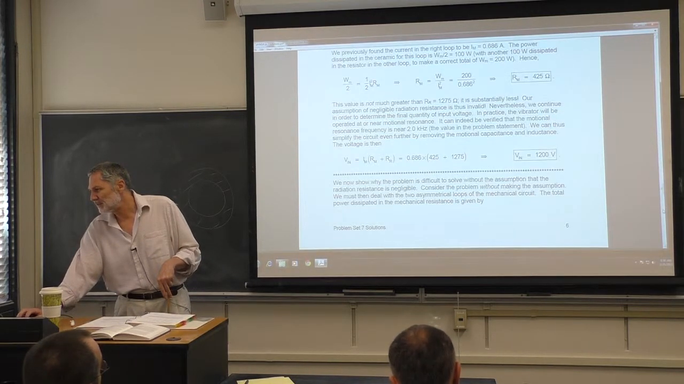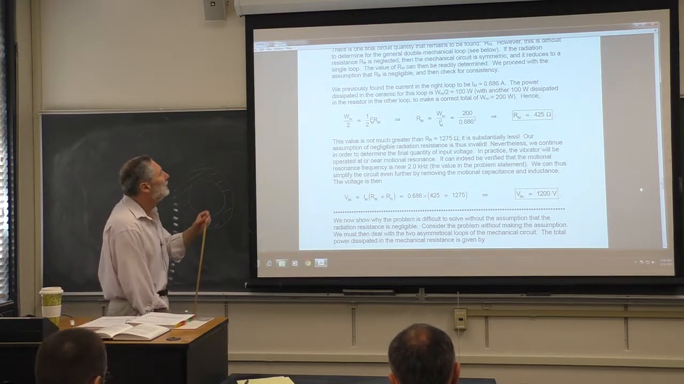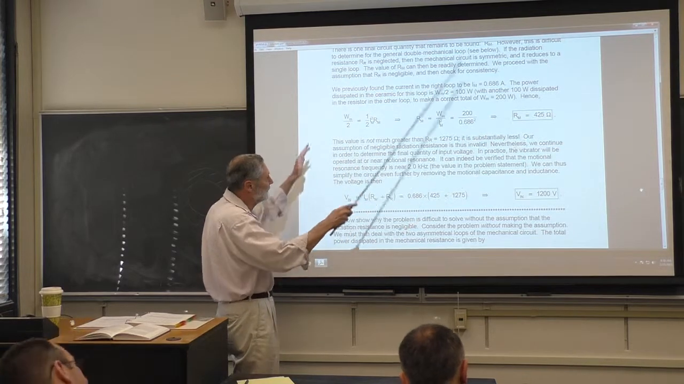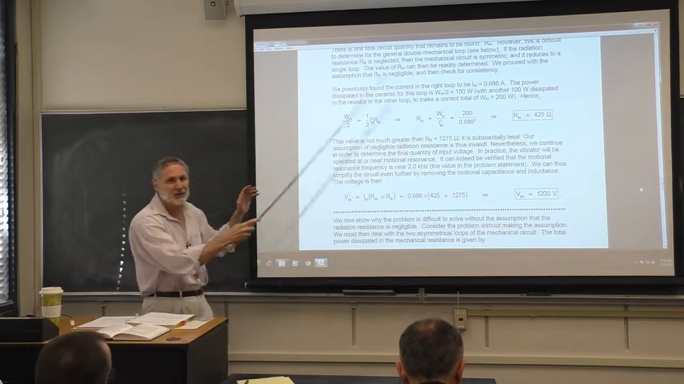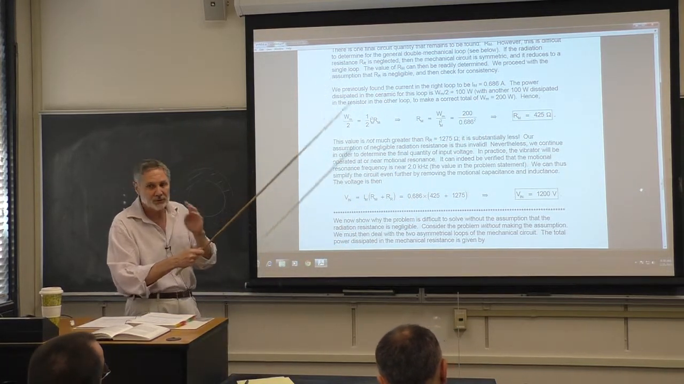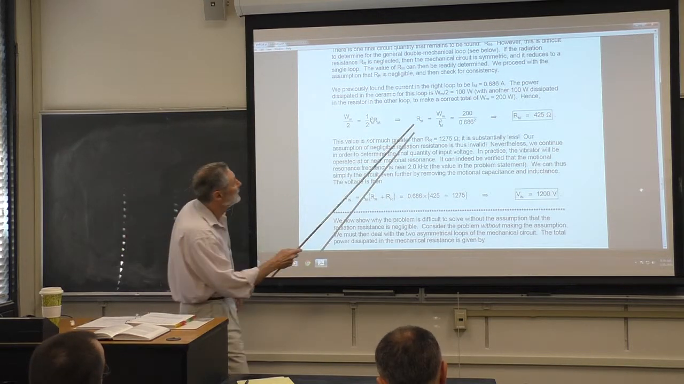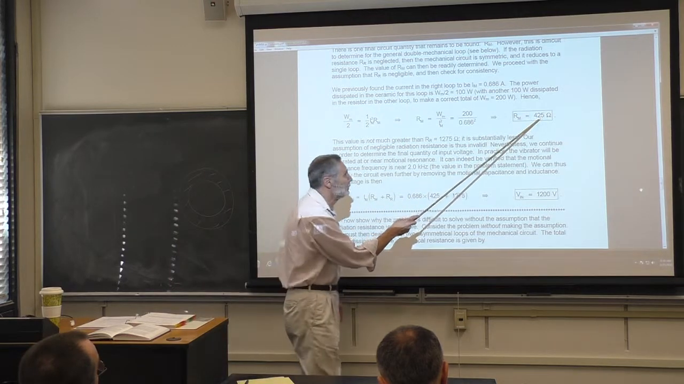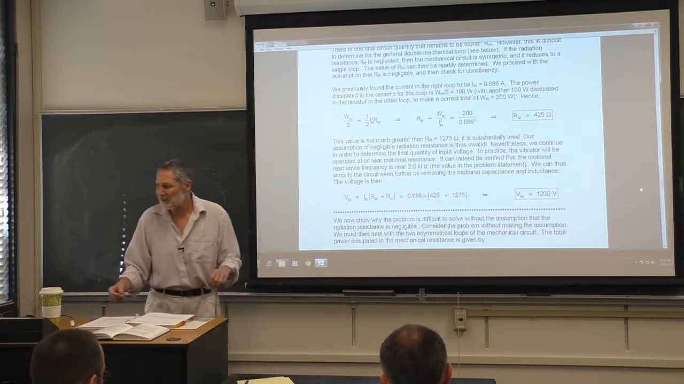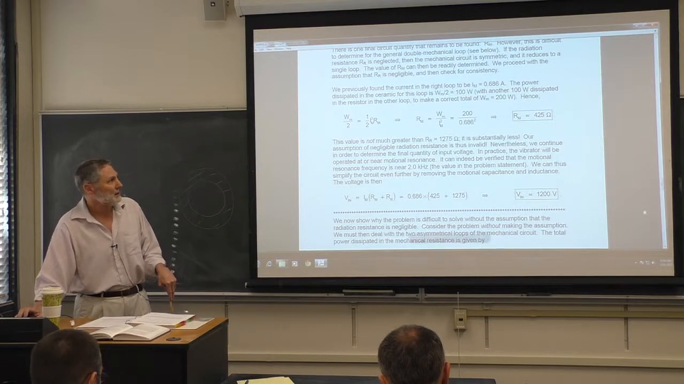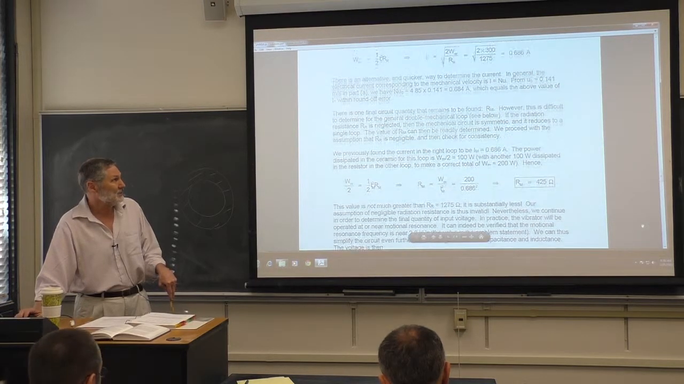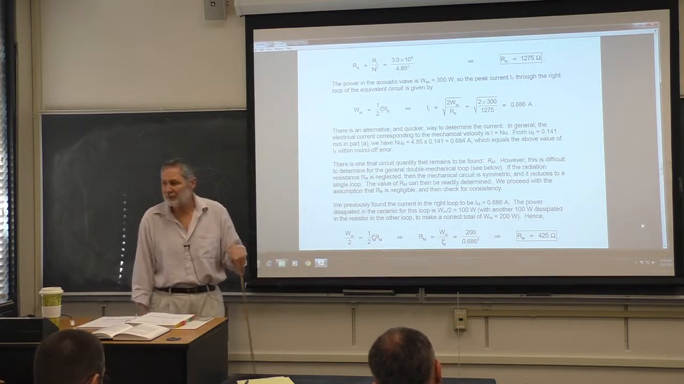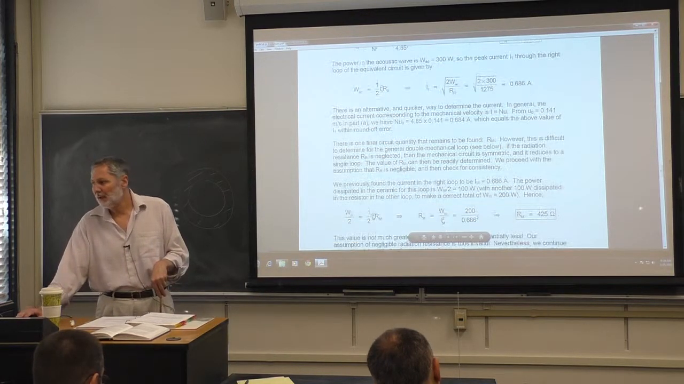So where are we? By symmetry, we're going to be dissipating 100 watts on each side because it's 200 watts that's being dissipated. Remember that? So that allows us to find R sub m. And look at that. It's 425 ohms. Not only is it not much greater than the radiation resistance, it's substantially less. So this is a problem.